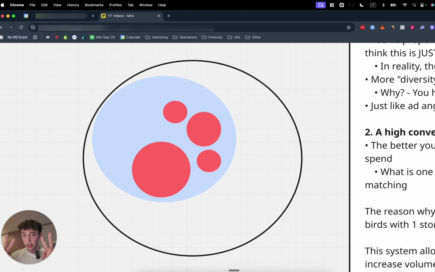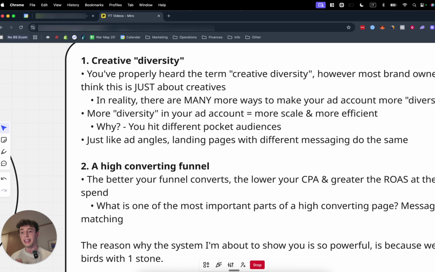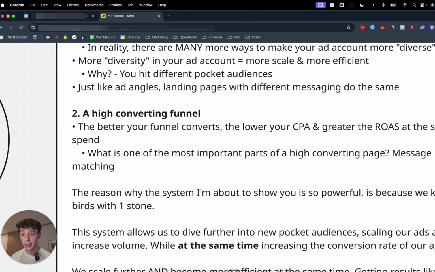By making your account more diverse, you get into these different pocket audiences, which allows you to scale, because you're increasing volume by reaching a new audience that you didn't hit previously. And just like ad angles, landing pages with different messaging or formats do the exact same thing as having different angles. Everyone wants to test more ads and new angles, and that's very, very important, sure. But if you're all just sending traffic to the same catch-all PDP, you're missing out on a lot of opportunity there.